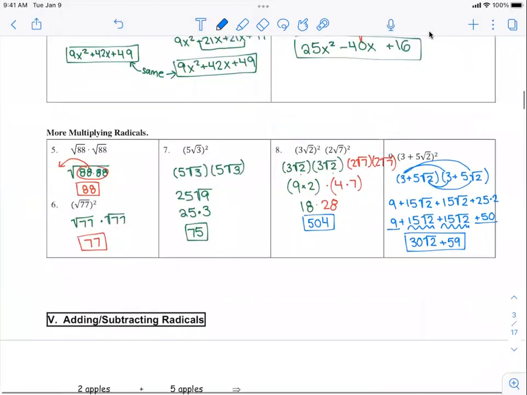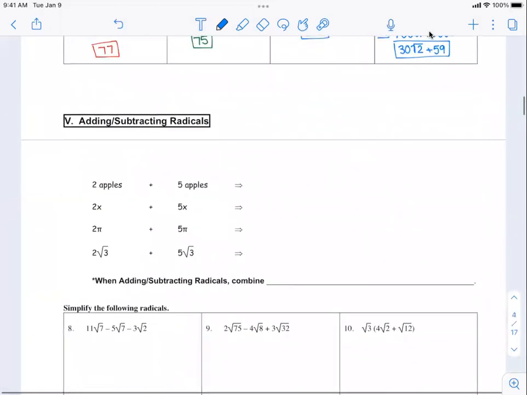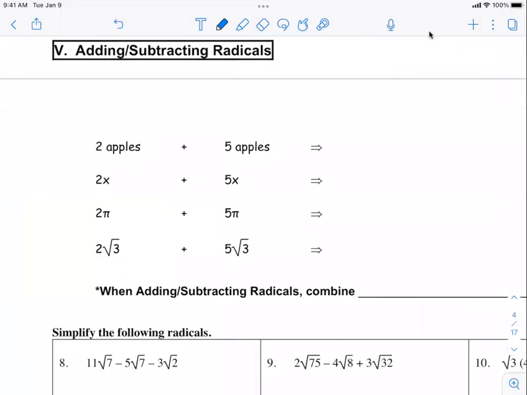Okay. Wonderful. Let's keep rolling. So now it's the adding and subtracting. So here we're going to talk about a little bit more. So if you have 2 apples and 5 apples, when you first learned about like terms, you would say, okay, well, that's 7 apples. 2x plus 5x. Okay, the x and the x are the same. So 2 plus 5 is 7 with the x.